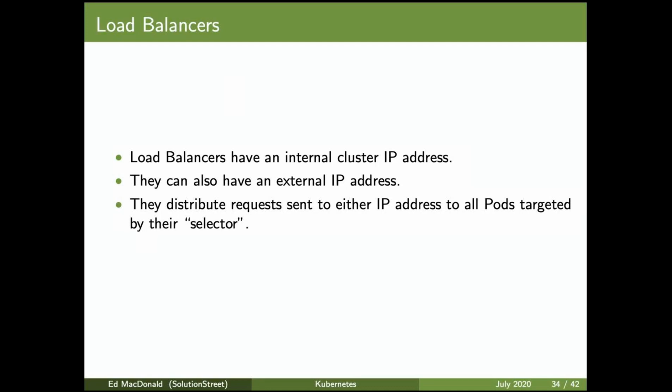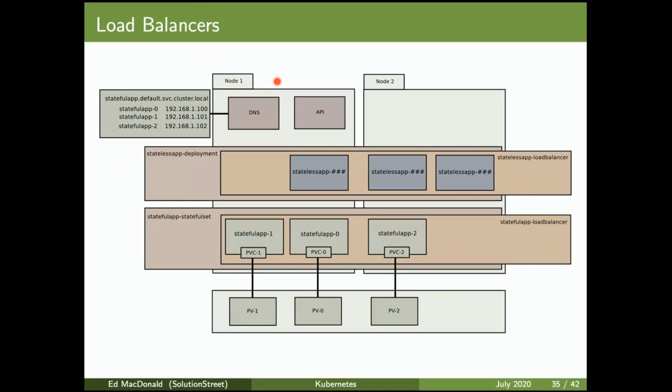And the key to what they do is they distribute requests sent to either IP address to all pods targeted by their selector. I don't know what algorithm they use. I don't know if it's random, round robin. I suspect it's not round robin, as we'll see in the demo, but you can probably configure that somewhere. But you could just think of a load balancer as an endpoint to the outside world to actually use your service. So here's what that looks like. This stateless app load balancer is configured to distribute traffic among exactly the same pods that the stateless app deployment is responsible for managing, and analogously for the stateful app load balancer and the stateful app stateful set.